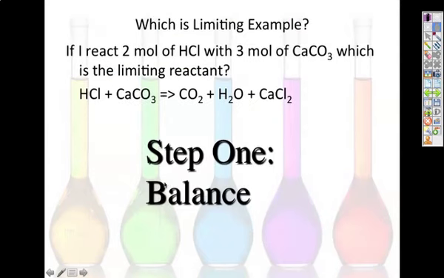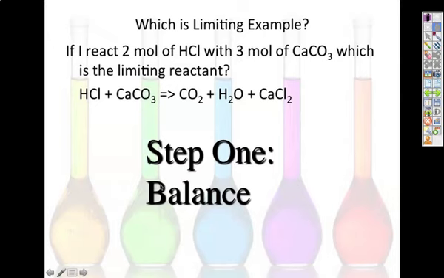So, here's our limiting example. It says if we react 2 moles of HCl with 3 moles of calcium carbonate, which is the limiting reactant? I have 2 givens here, which is good because I have 2 reactants. I need to check each of my reactants to see how much of the products I get. First step, always balancing.